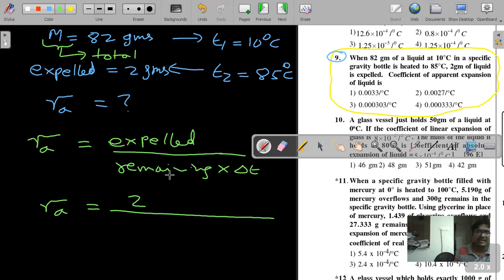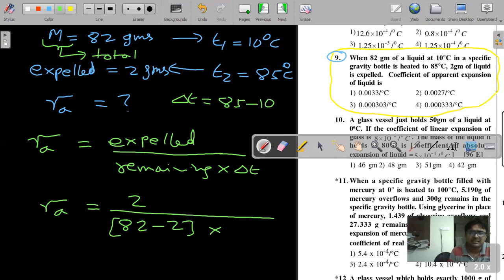Remaining means, what is remaining? If 2 grams is expelled, what will be the remaining? Total is how much? 82. Total is 82. That 2 grams is expelled. That means how much is remaining, beta? Can I write total minus expelled is nothing but the remaining liquid in the bottle? And delta T, what is delta T, sir? Temperature difference, 85 minus 10, which I can write as 75.